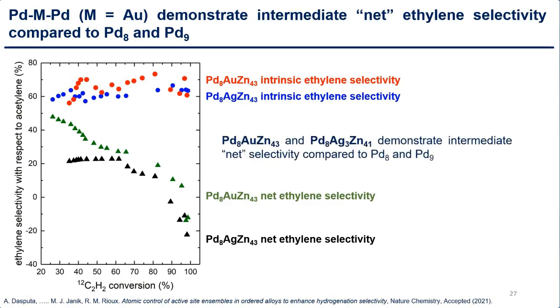So again, what we've been able to do is not optimize, but modulate the net selectivity by the addition of the coinage metal, either gold, silver, or copper not shown, to have intermediate values of selectivity compared to both palladium-8 and palladium-9.